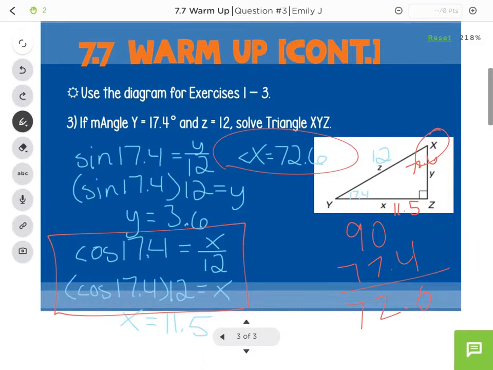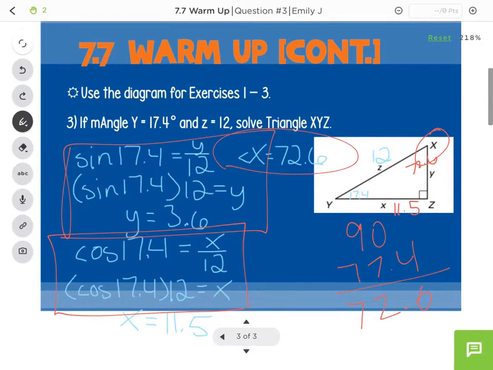If you're looking for the angle, then you're going to get given at least two sides. So the next thing on this one was y, and in respect to y, I would have still gone back to the 17.4, which is opposite. Use the 12 that they gave you, which is the hypotenuse. Sine of 17.4 would be y over 12. Multiply by 12 on both sides, and I get y equals 3.6.